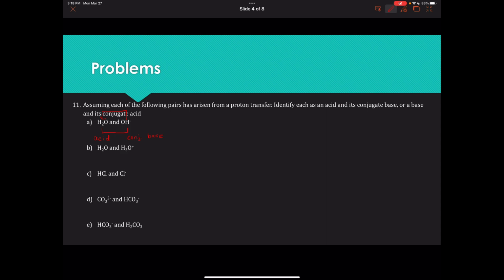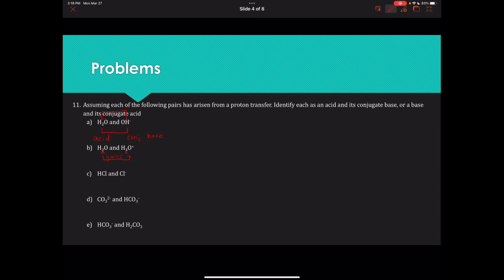Now in B, I've also got water again, but this time it's paired with hydronium. So again, I'm looking at what happens to my hydrogen. I start with 2 hydrogens, I end with 3 hydrogens. So we are gaining hydrogen.